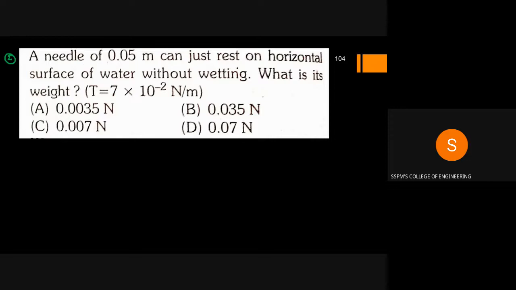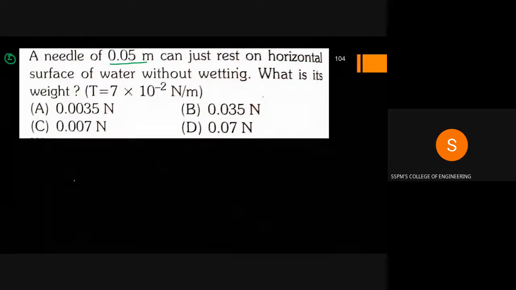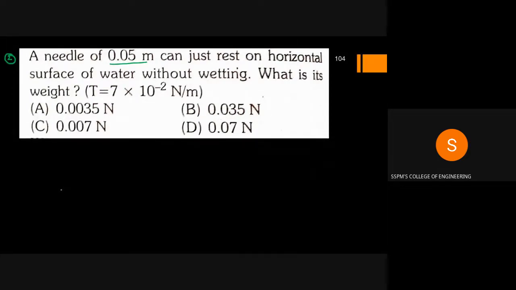A needle of length 0.05 meter can just rest on the horizontal surface of water without wetting. What is its weight? And T, that means surface tension, is 7 into 10 to the power minus 2 Newton per meter. Okay, so here we have to find out the weight of that needle which is floating on the water surface. So suppose this is the needle, and it is floating on the water surface.